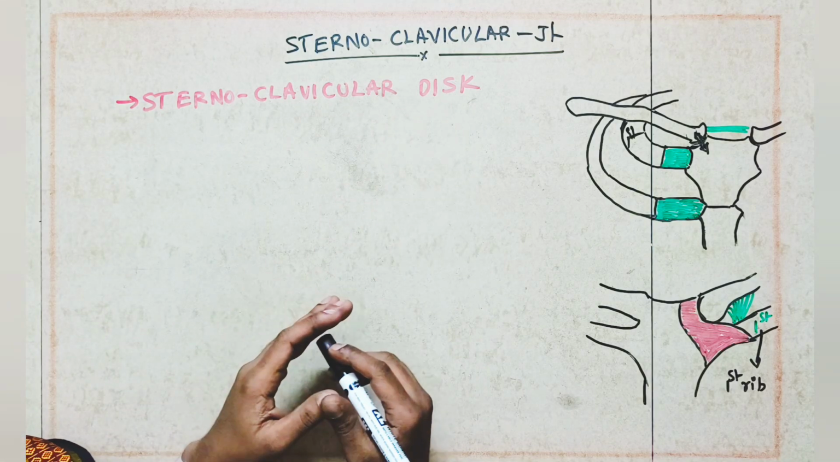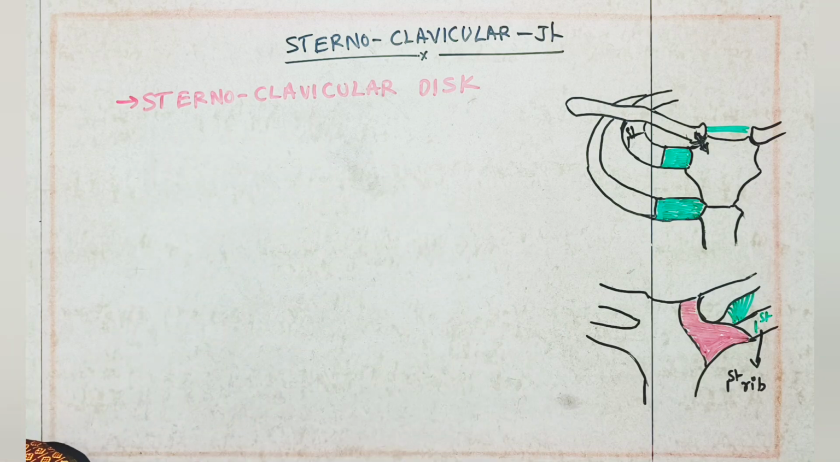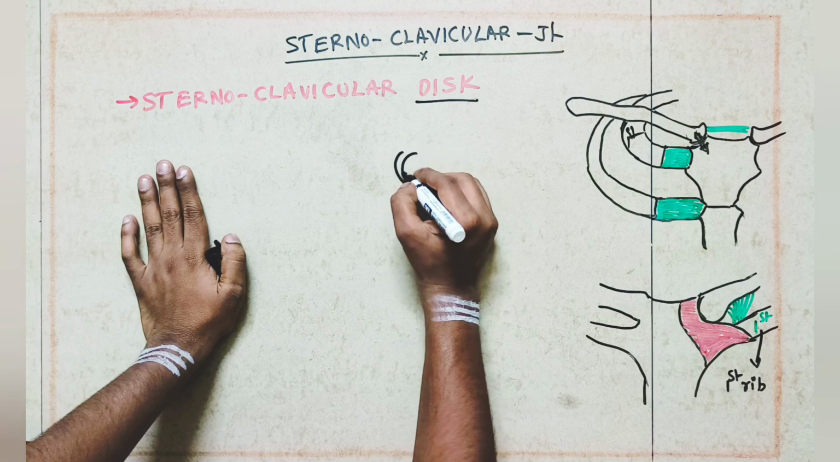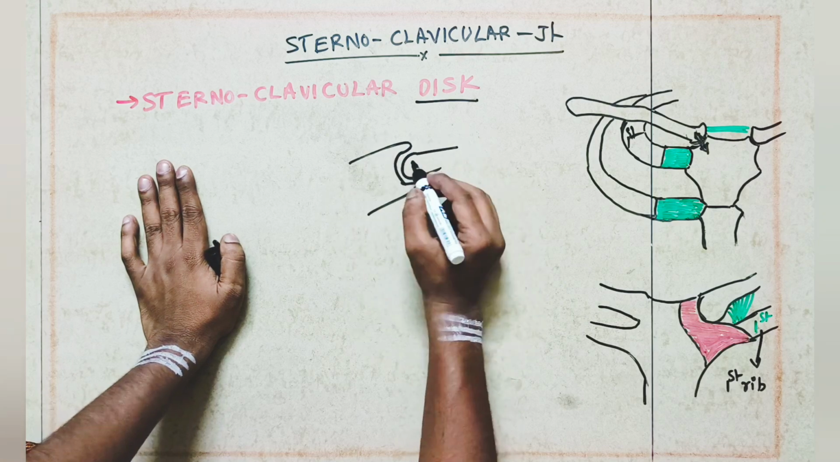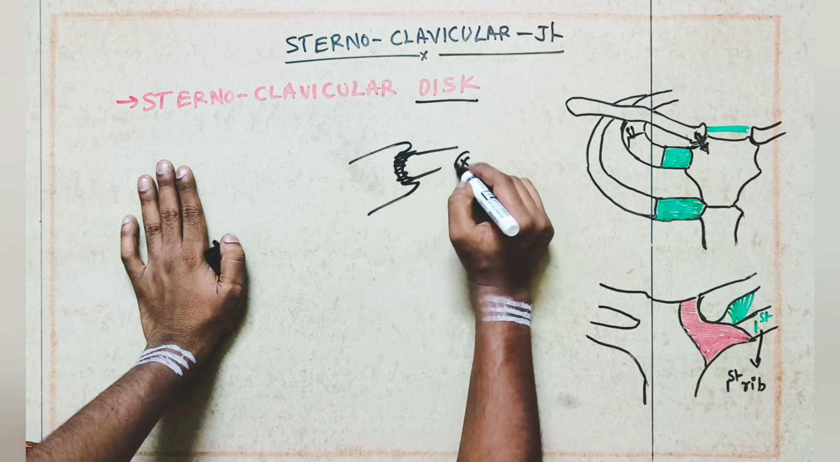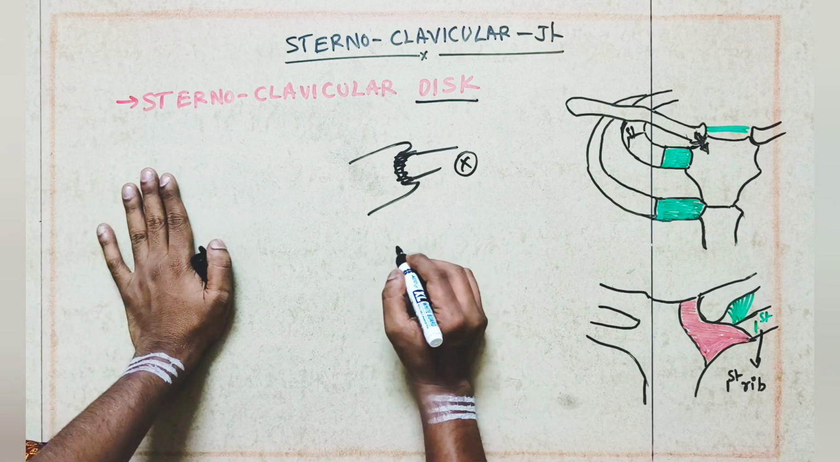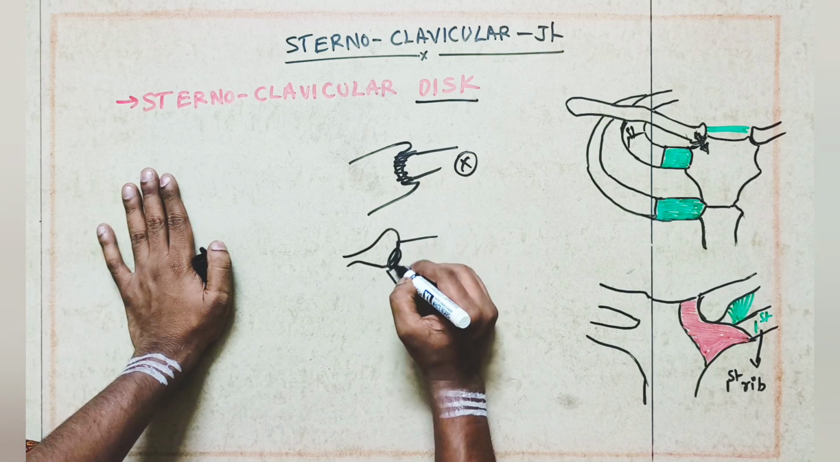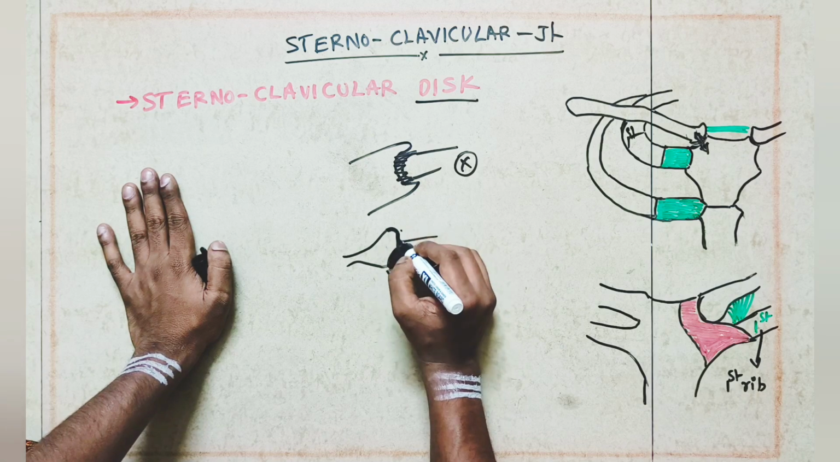Sternoclavicular disc. So here, see the beauty of the human body. When do we need a disc? Suppose two articulating surfaces are articulated properly, then there is no need of an articulating disc. But suppose the two articulating surfaces are like this, the articulation between these two is less, and here still some part of the bone is remaining.